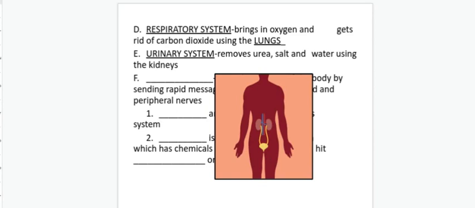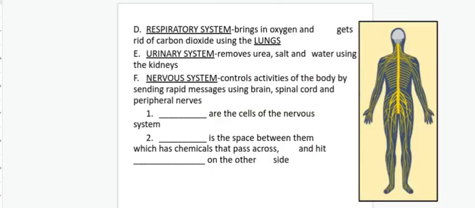All right. Next, nervous system. That controls activities. So when the world changes outside of you, you don't want your body to change with it. You want to maintain a constant internal environment. You want to maintain homeostasis.